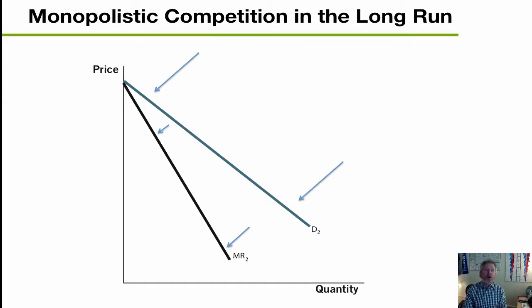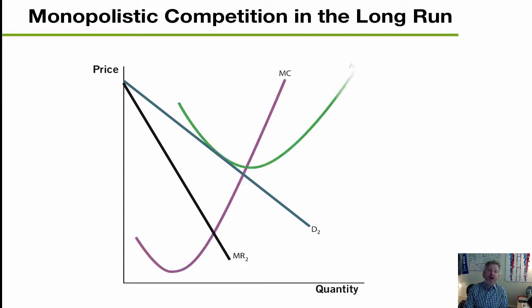Also, marginal revenue will fall. Marginal revenue is always twice as steep as the demand curve here. So now let's draw back in those cost curves with this new lower demand and new lower marginal revenue. Here's the marginal cost curve. Here's the average total cost curve. Where does the firm set quantity? Well, they set the quantity always where marginal cost equals marginal revenue. But now that's a lower quantity.